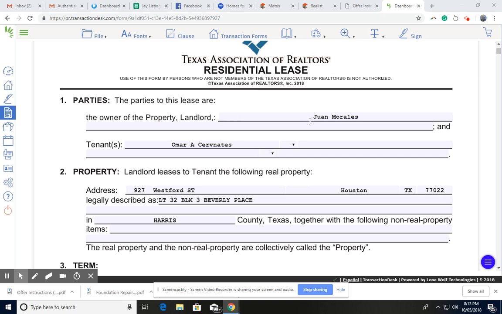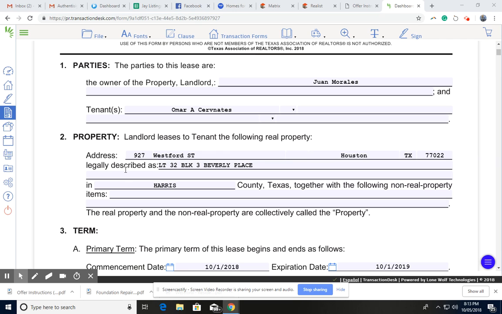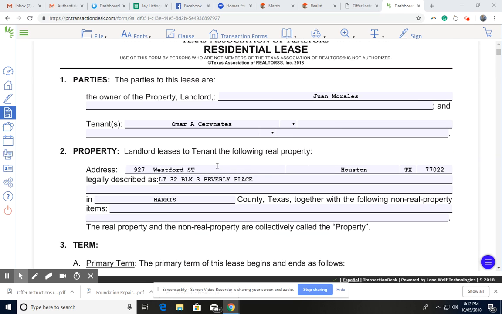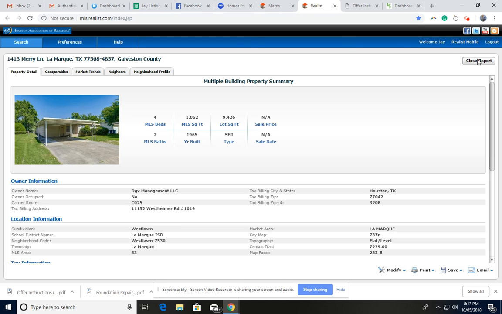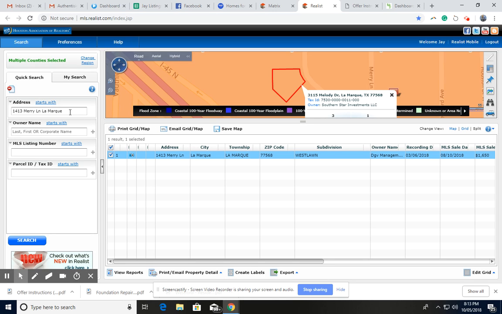But here, pretty simple. The parties, number one: the landlord would be the owner of the property, and the tenant's name would be whoever the tenant is. And the property, the legal address, and I'll teach you where to get the legal address shortly, just so you can have it. So, for example, the address for this home here, as we can see, is 927 West First Street.